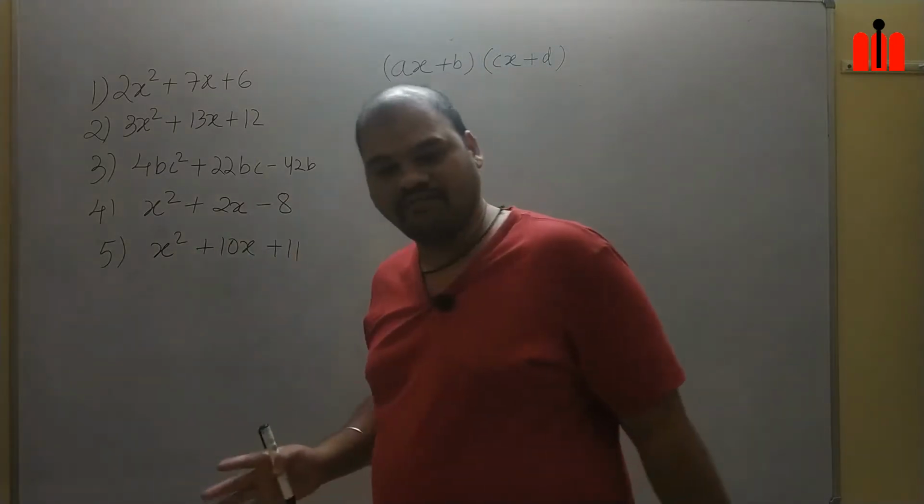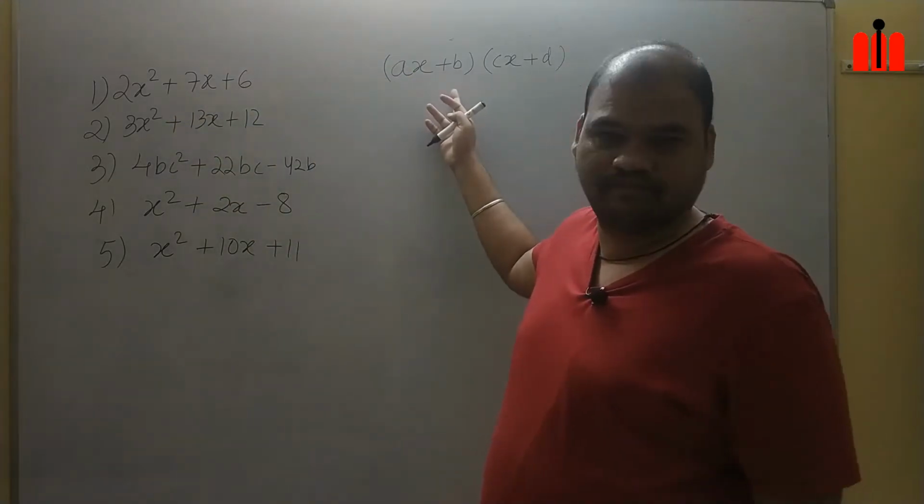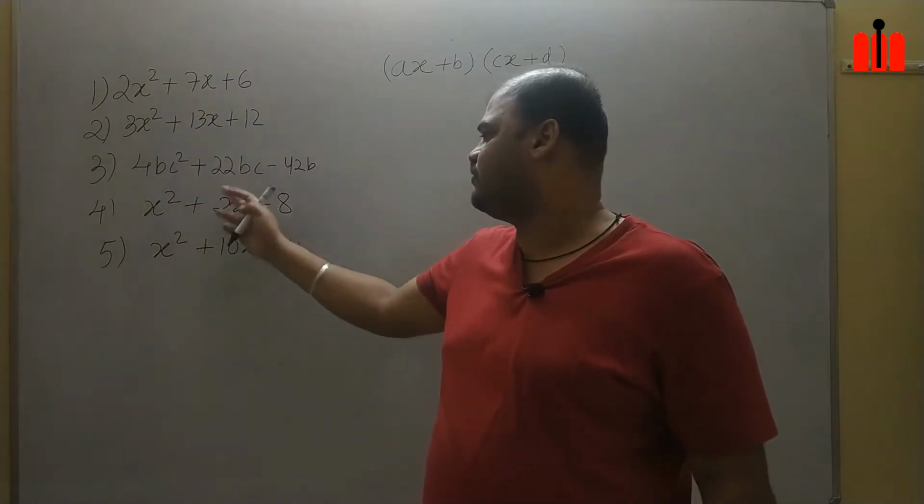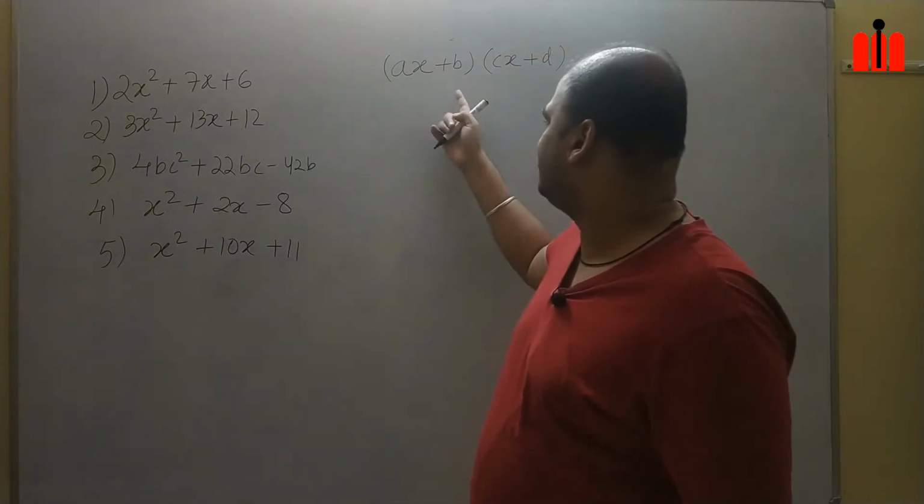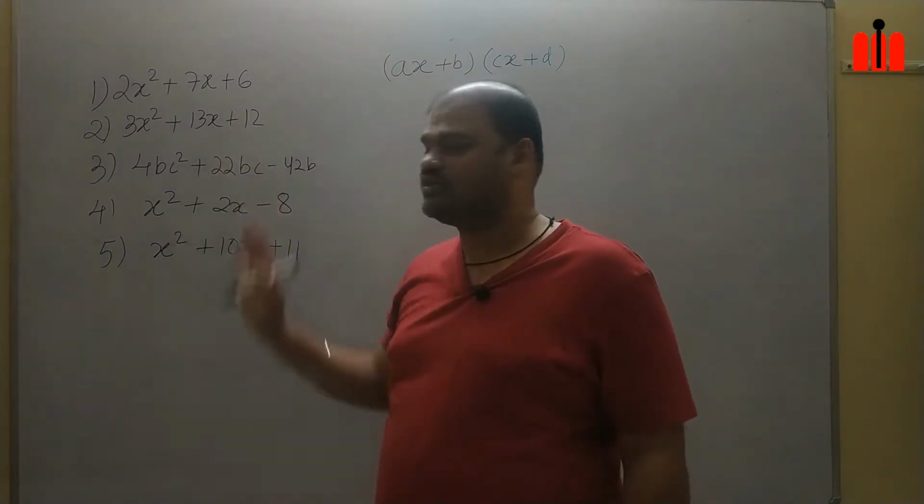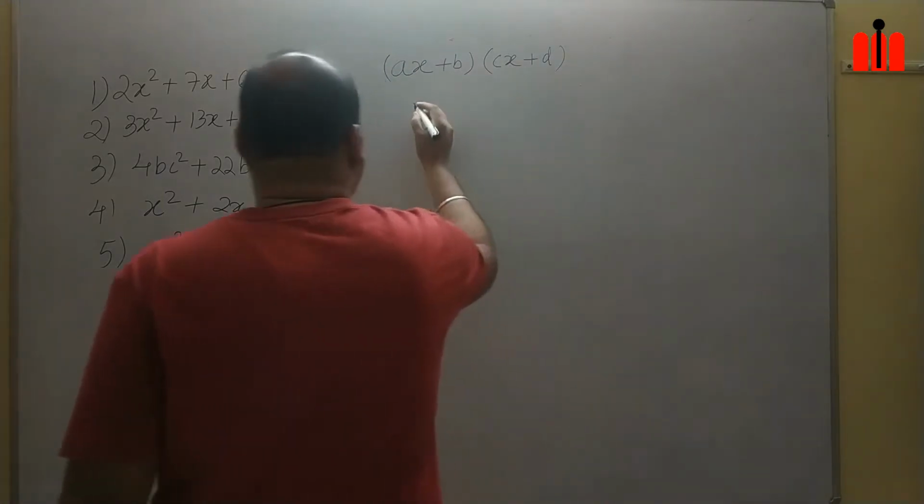So our main aim is that we have to split this middle term, 7x, 13x, 22, and we have to get it in the form of (ax + b)(cx + d). This is the main aim for the first three problems. Now let me multiply these two.